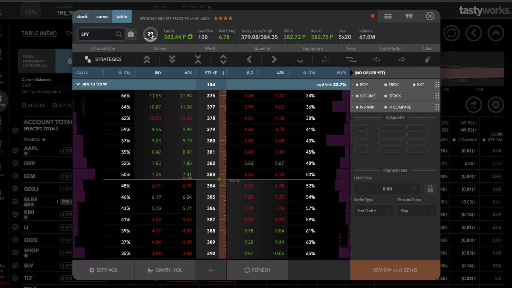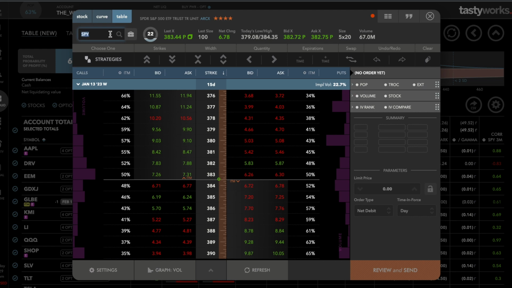So we're looking at the SPY. Right now the IVR, the implied volatility rank, is 22, which means that it's a little bit on the low side for implied volatility. So I actually don't want to do a short vega, basically short vol. I want to benefit from volatility expansion.